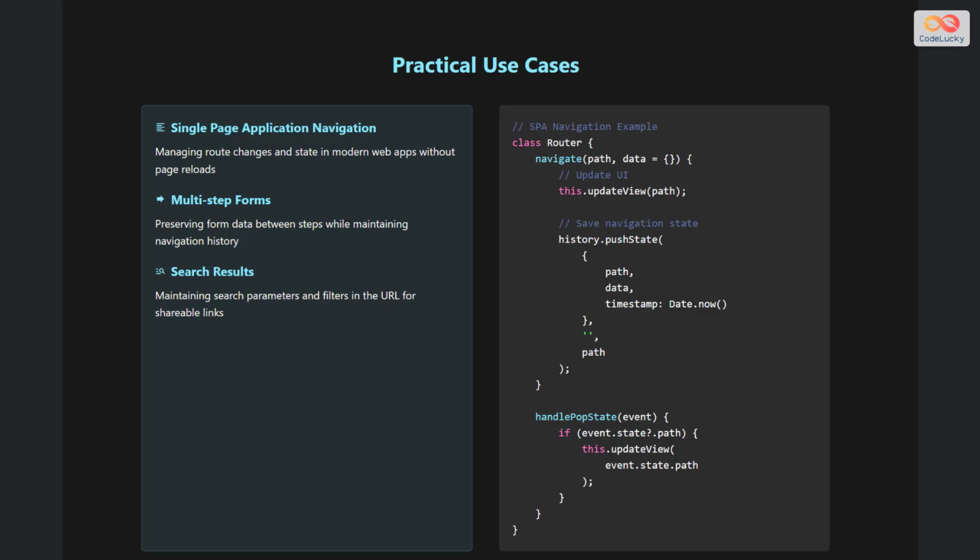For example, a router class can use the pushState method to save navigation state when a user navigates to a new path.